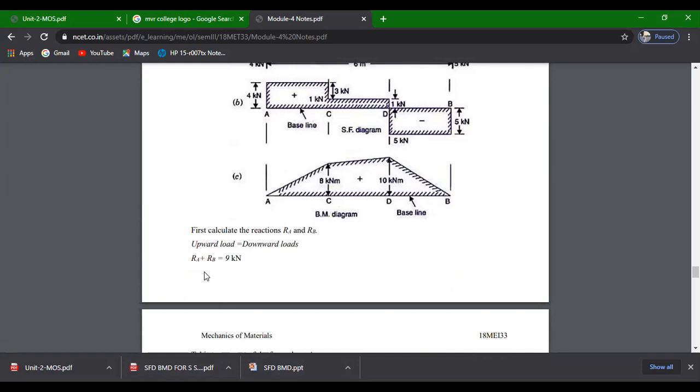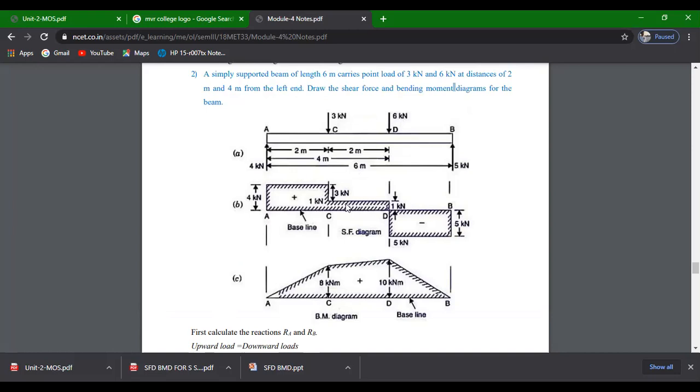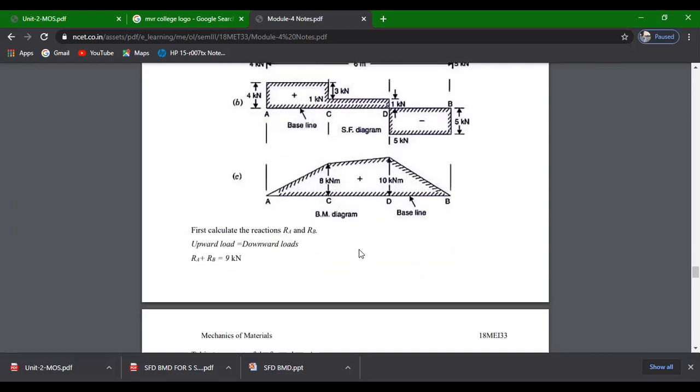Here, before coming to the mathematical problems, the upward forces should be equal to the downward forces. What are the upward forces? The upward forces are nothing but the reaction supports, RA plus RB, and all the downward loads will be 9 kilonewtons. How it comes is the addition of 3 kilonewtons and 6 kilonewtons. Okay, all downward forces are equal to all upward forces.